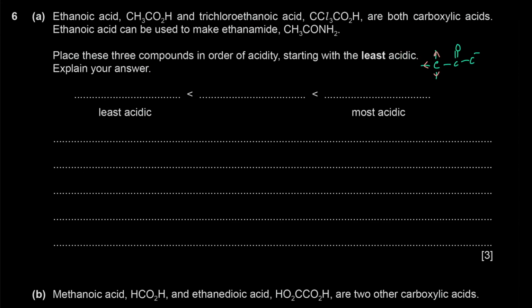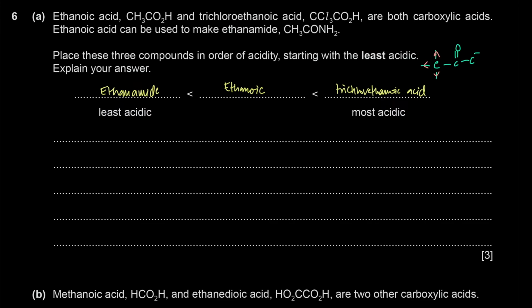So the most acidic is trichloroethanoic acid, because it has 3 electron withdrawing chlorine atoms, followed by ethanoic acid, because that's still an acid, whereas ethanamide is actually not acidic or basic. Amides are neutral. So ethanamide is the least acidic over here.